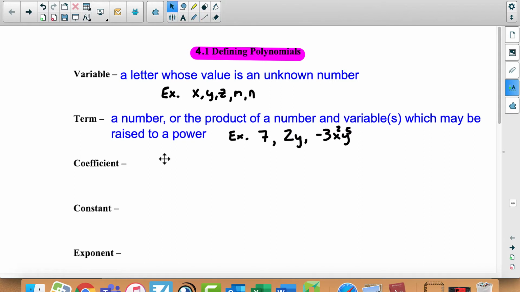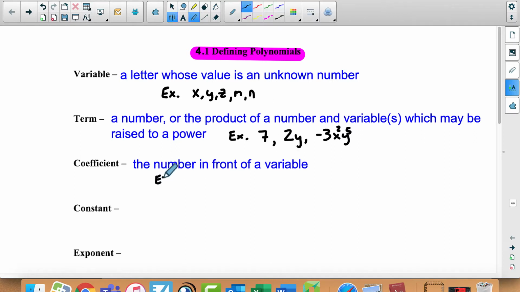Alright, in a term there's something called a coefficient. The coefficient is the number in front of a variable. So if I had a term like 5x, what is the coefficient? Well, the number in front is 5. The coefficient is just 5. What about if I had -2y? What's the coefficient? The coefficient is -2. Maybe I should circle -2. In this case, 5 is the coefficient.